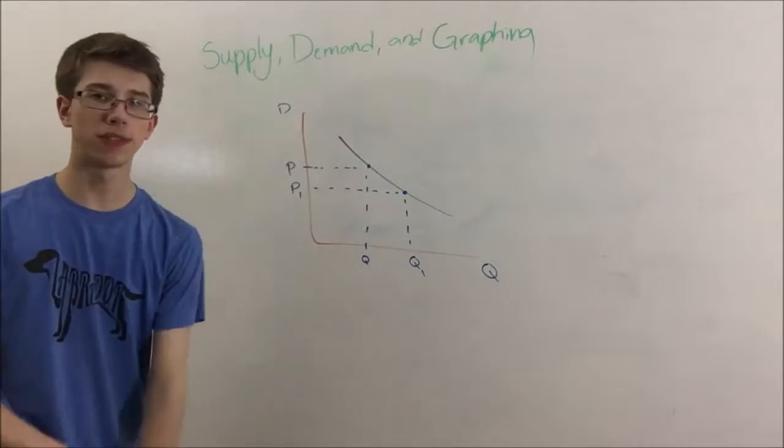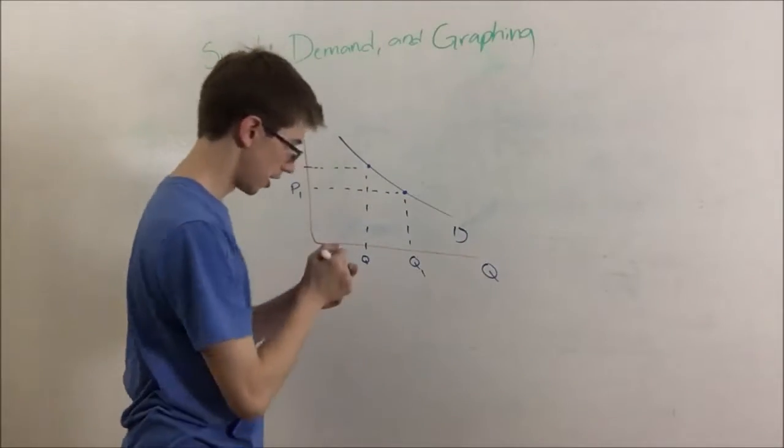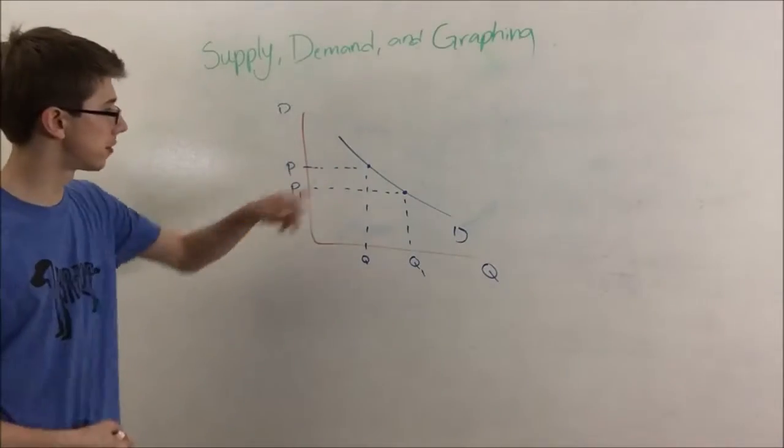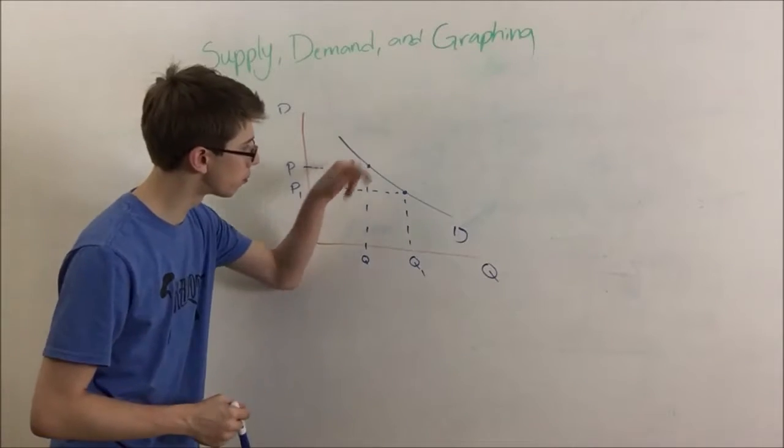Here's an example of a shift in quantity demanded. Yeah, that's a terrible beat. Don't worry about it. Shift in quantity demanded, as you can see, is just a shift on the curve. We move from one point to another.